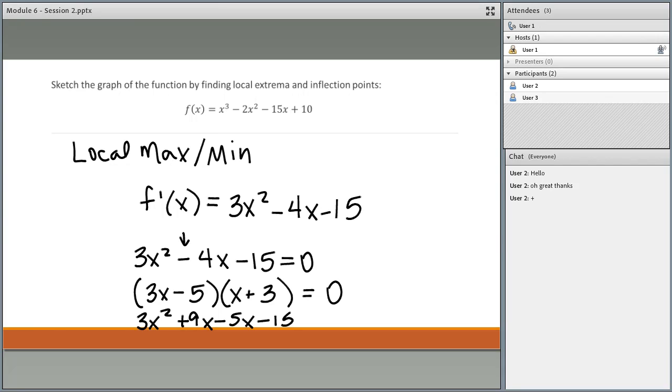In cases like this, all we have to do is just switch the signs and we'll end up in the right place. So now I have 3x plus 5, x minus 3, and that will give me a minus 9x and a plus 5x, which will get the negative 4x in the middle. So I know this is factored correctly.